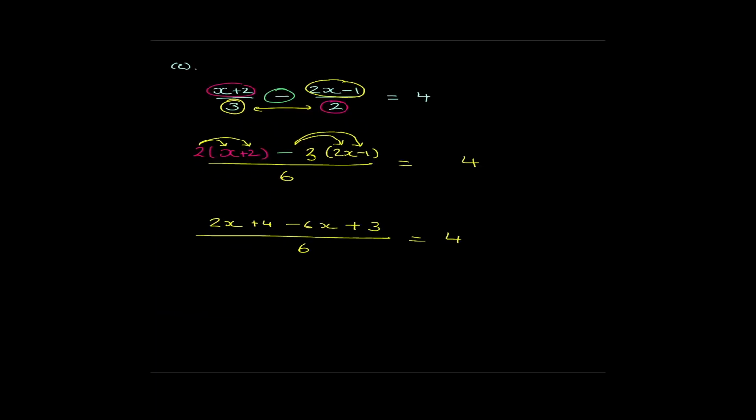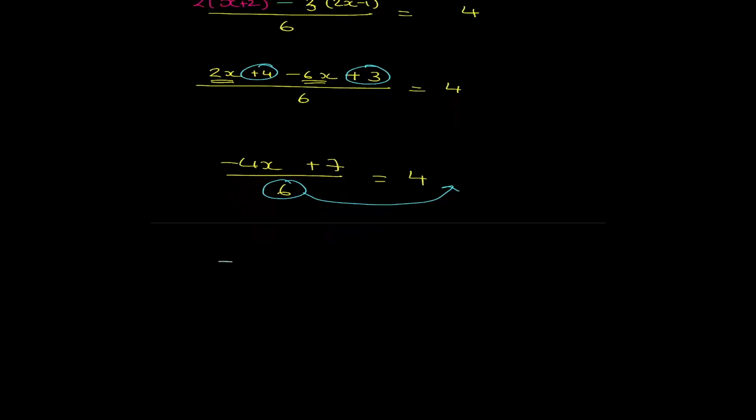Okay, like terms we're going to collect, so 2x take 6x is negative 4x, and 4 plus 3 is positive 7, all over 6 equals 4. Okay, this looks a lot easier. We could solve this now. We just need to bring this 6 across to this side. So we have neg 4x plus 7 equals 4 multiplied by 6, because it was a divide on the left, so when you move it to the right it becomes multiply.